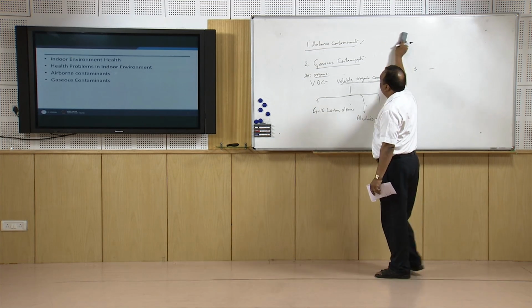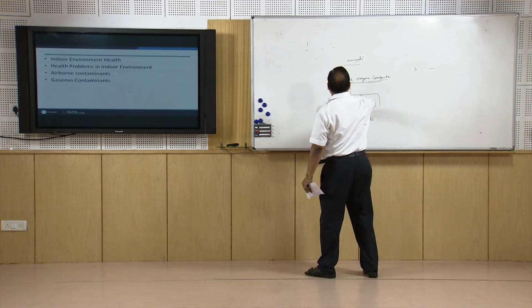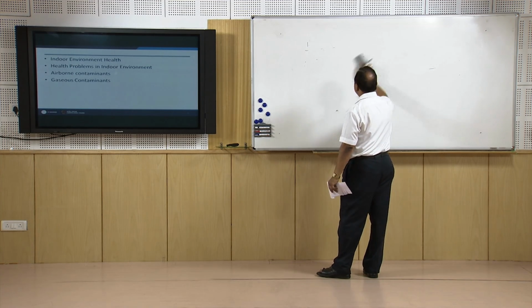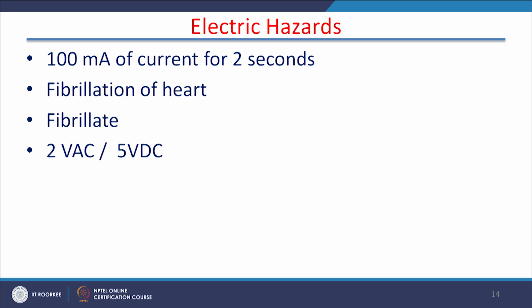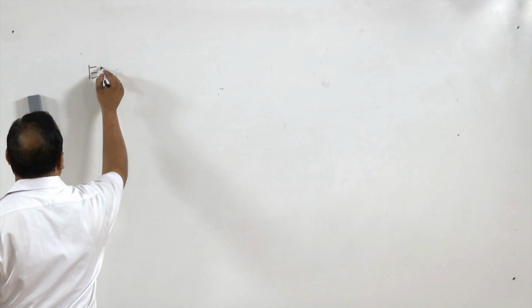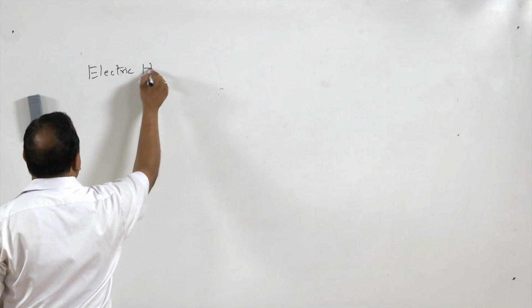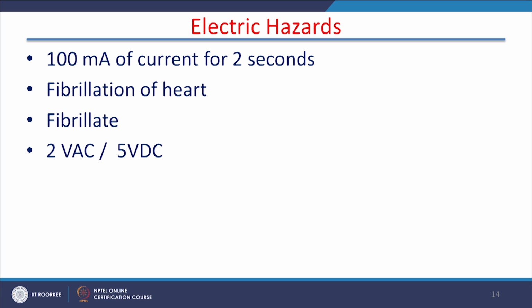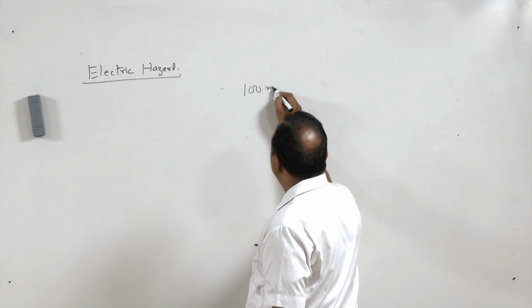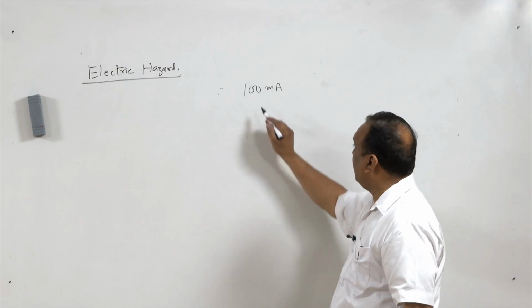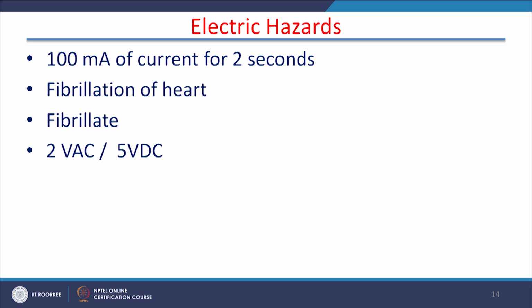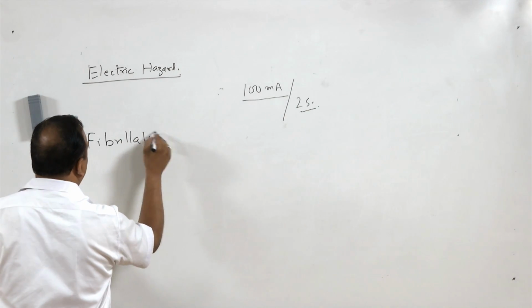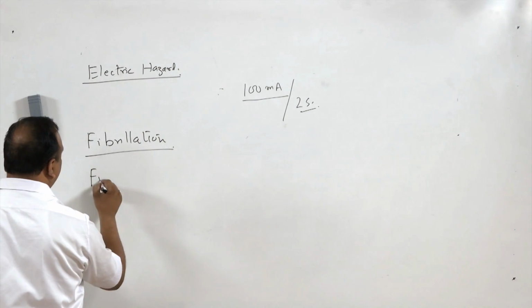Now in addition to these airborne and gaseous contaminants, electric hazards are also there. This has to be taken care of in the building. If 100 milliamperes, this is an interesting figure, if 100 milliamperes of current is passed through the heart for 2 seconds, in that case fibrillation of the heart will take place, or the heart muscles will fibrillate.